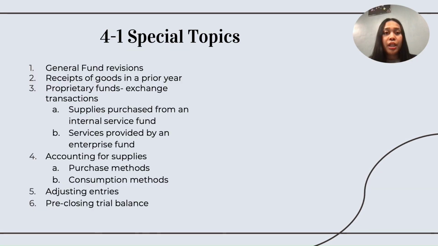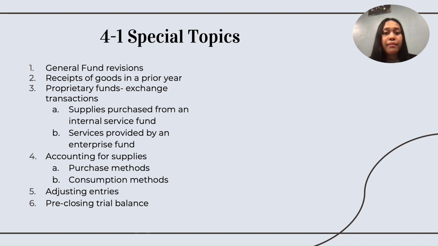Continuation of Learning Objective 1 are special topics. Special topics are additional transactions that result in additional journal entries in the General Fund Journal and Government Activities Journal. These activities are usually: 1. General fund revisions, 2. Receipts of goods in a prior year, 3. Exchange transactions with proprietary funds, 4. Accounting for supplies, 5. Adjusting entries, and 6. Pre-closing trial balance.